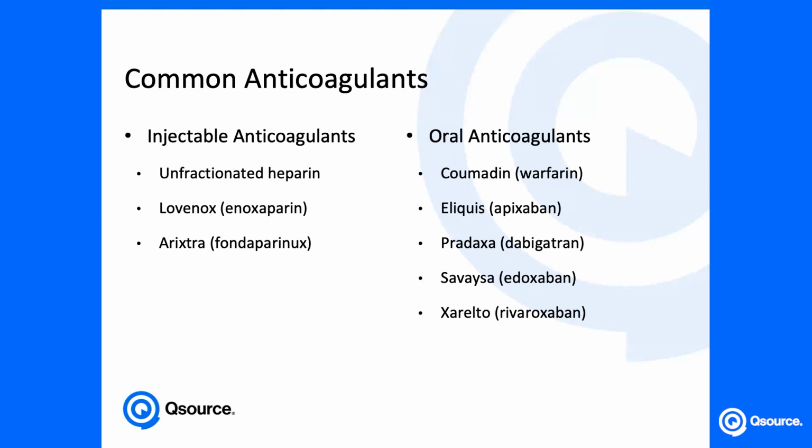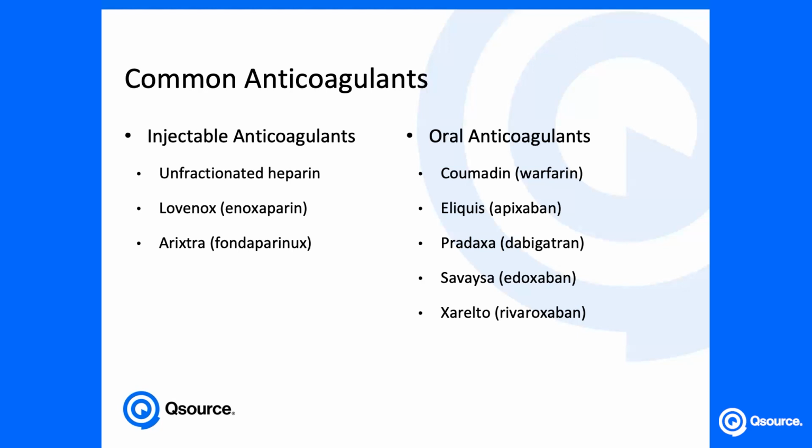Lovenox can be used as either a treatment or a prophylaxis at different doses. And then a much less commonly used medication, but something that could be seen in the long-term care setting, is Arixtra or fondaparinux. It's important to note that these injectable anticoagulants are really all in the same class of medication. They have a very similar mechanism of action, but there are differences between the medications that confer benefits and so forth.